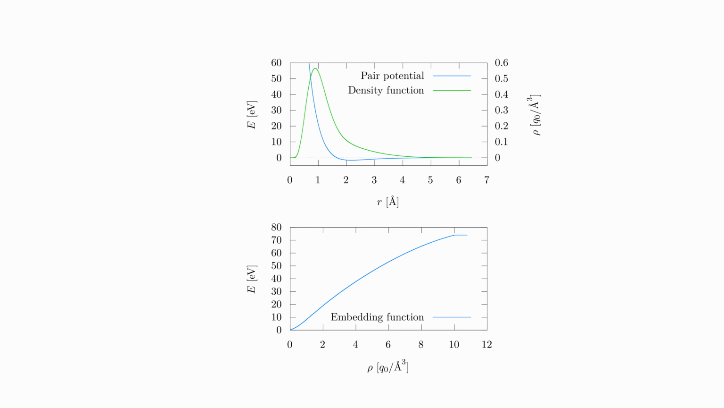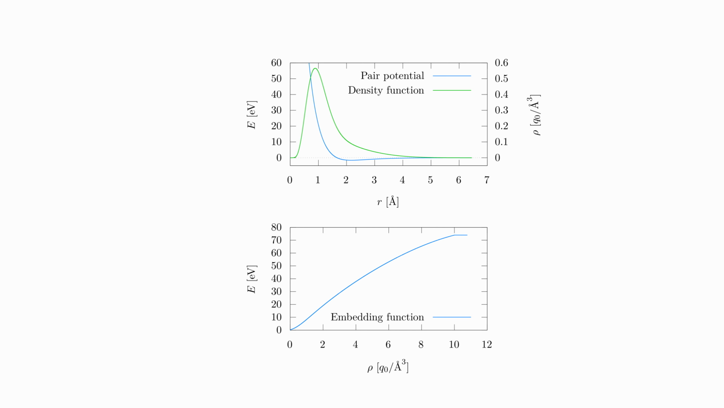This parameterization involves three functions, and one for nickel is shown here. The first one, drawn in blue in the top figure, is called the pair potential. It gives an energy as a function of interatomic distance between two atoms. For every combination of atoms in a simulation, a separate pair potential exists.